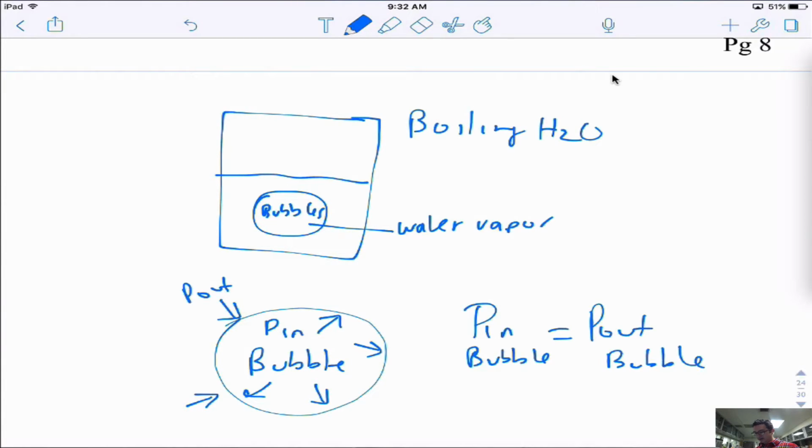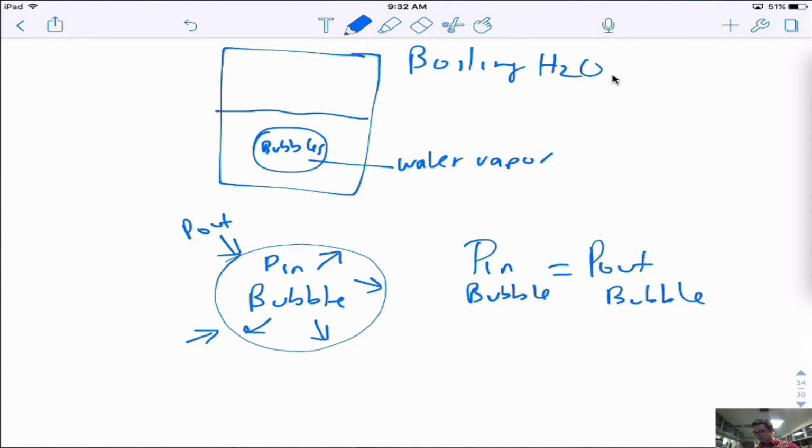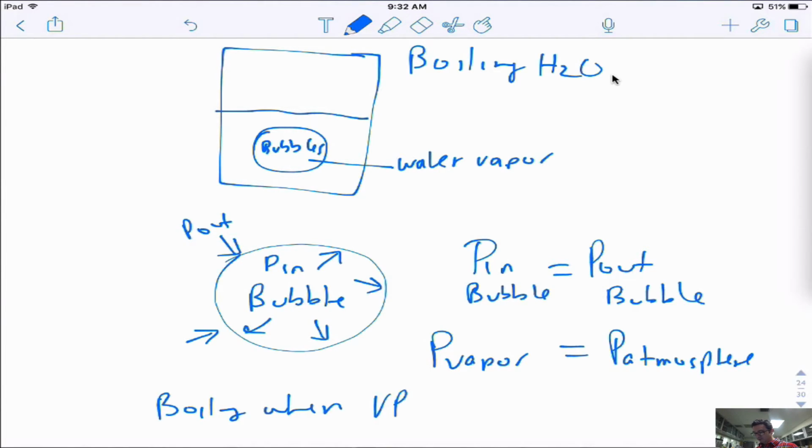Now, why is that so interesting? Because the pressure in the bubble is the pressure of the vapor. It's the vapor pressure. The pressure outside the bubble is the pressure of the atmosphere. And this is what boiling is. Boiling is when the vapor pressure is equal to the atmospheric pressure.